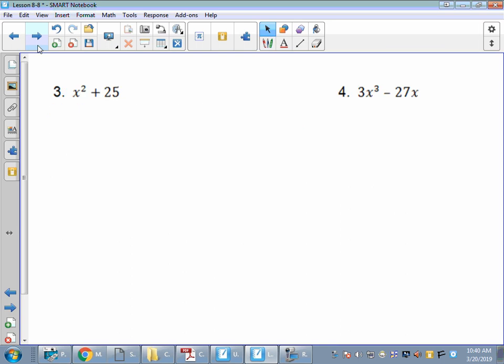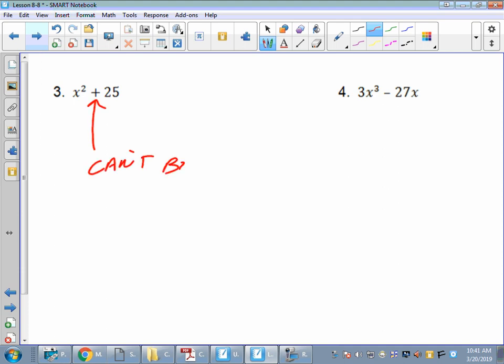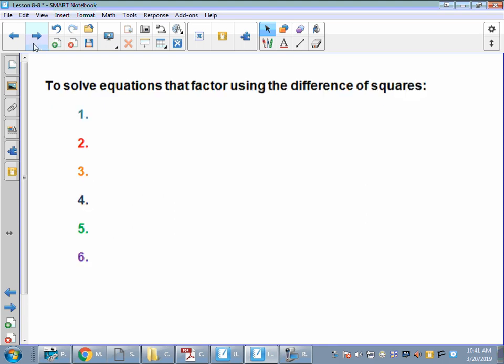Let's skip number 2. Let's look at number 3. Number 3, what do we notice about that one? We have perfect squares. Yep, we have perfect squares, but we don't have a minus sign in between. We have a plus sign, so we can't factor that as a difference of squares. Okay, that one can't be. All right, and let's skip down now. We can do these other examples if you like, but I think you can get the hang of it.